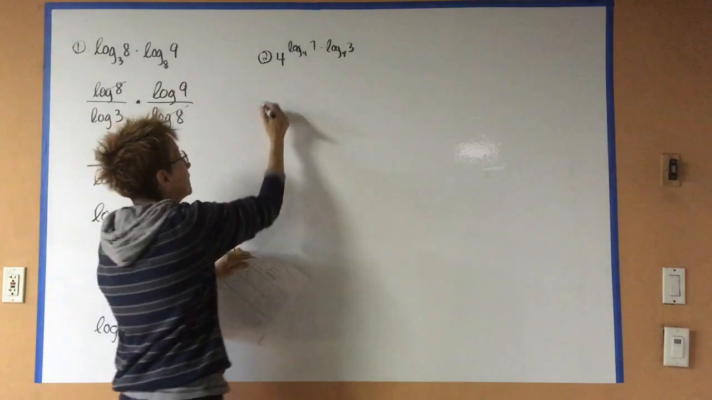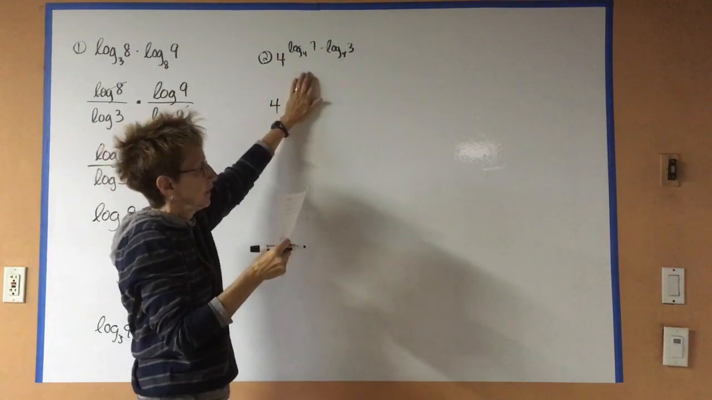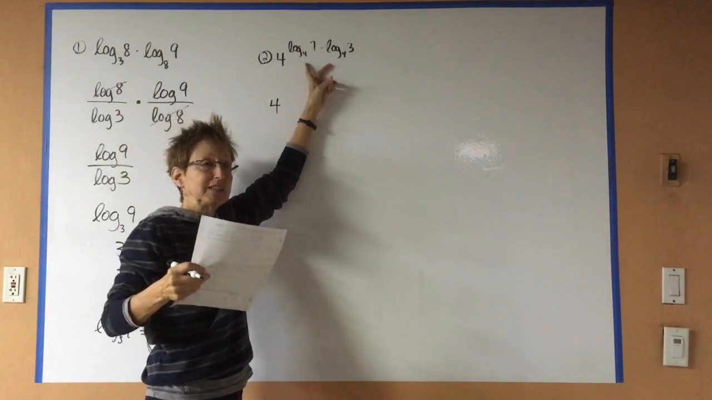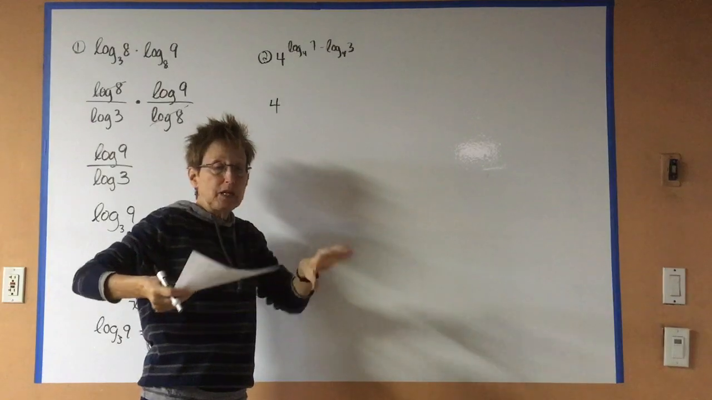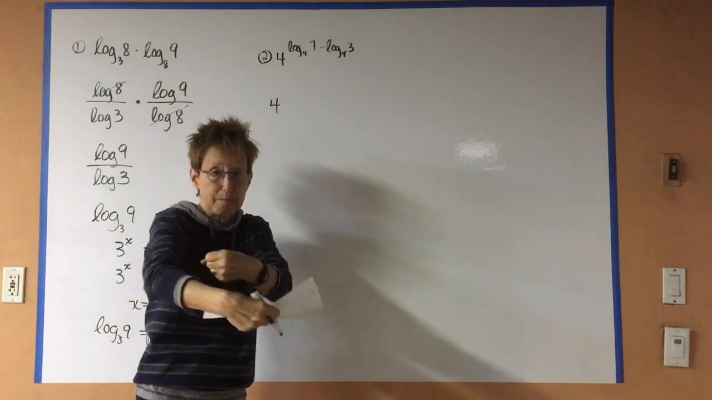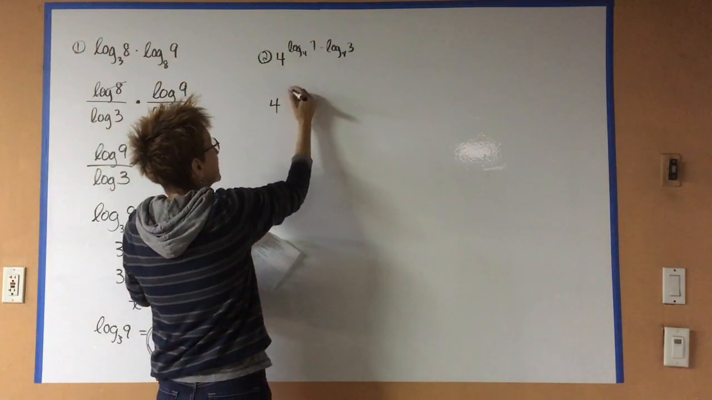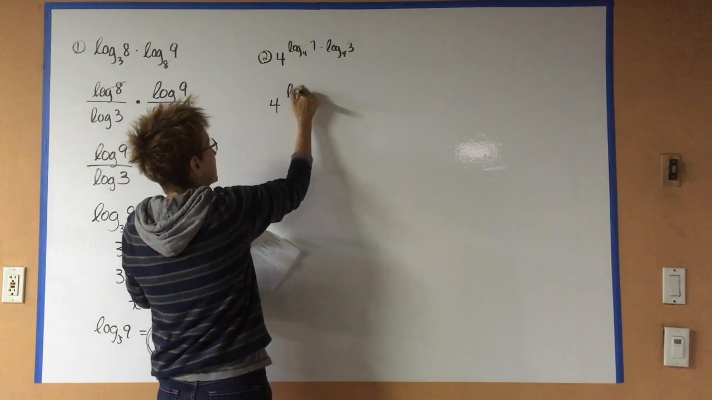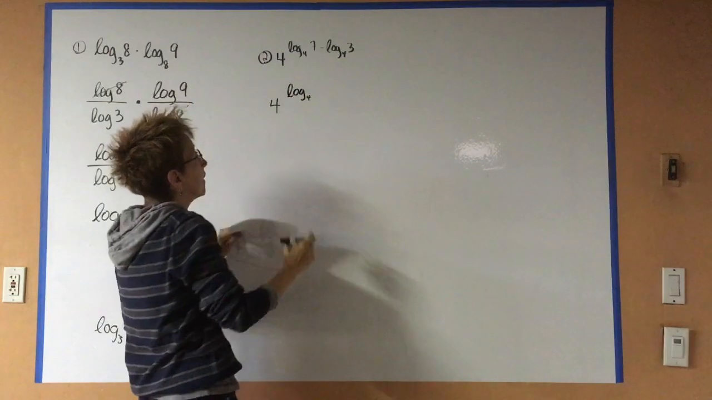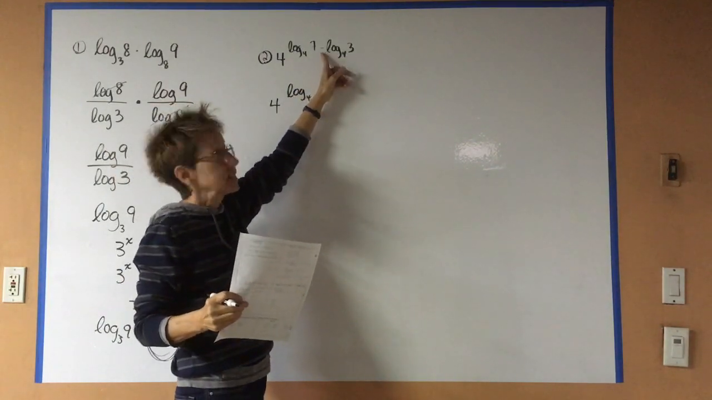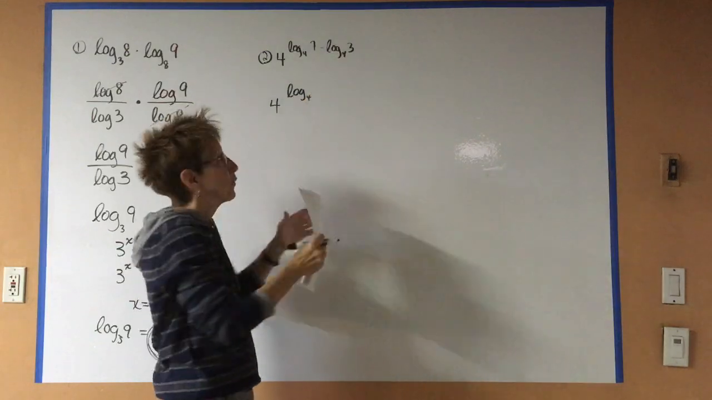Well, guess what? I can use property number 5 and turn this into a single log. And in fact, that's usually what we like to do. We like to take a bunch of separate logs and combine them, condense them into a single log. So if I write this as a single log, it's both base 4, so log base 4. What's going on with the argument? Well, it's minus, so this is going to be 7 over 3.